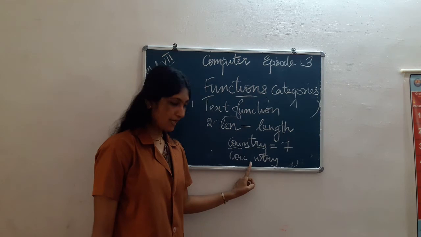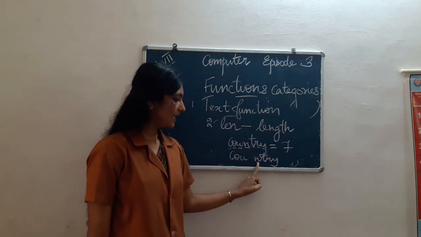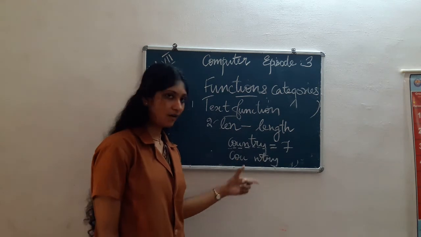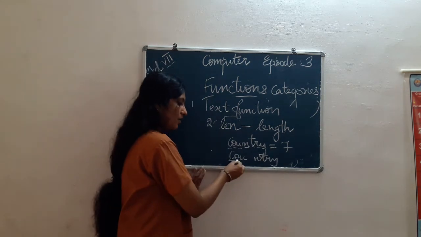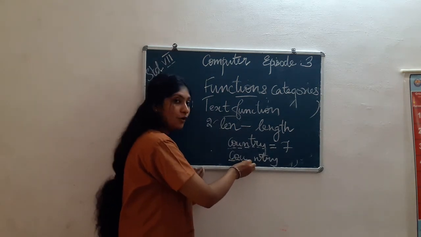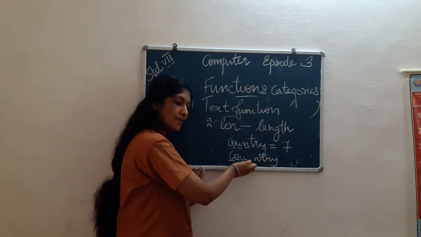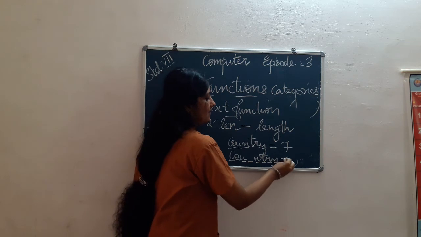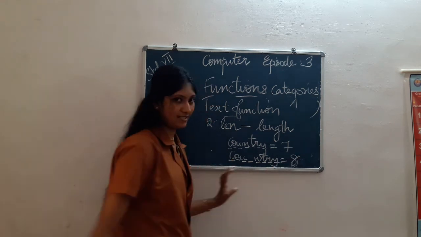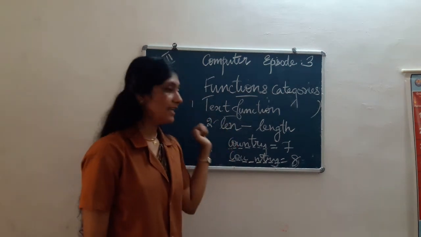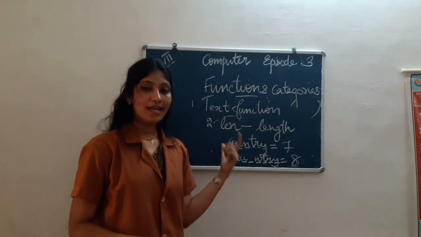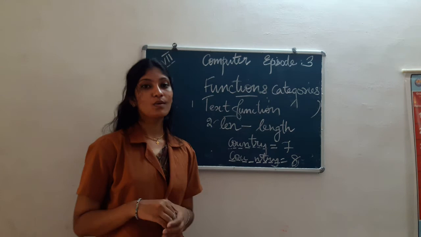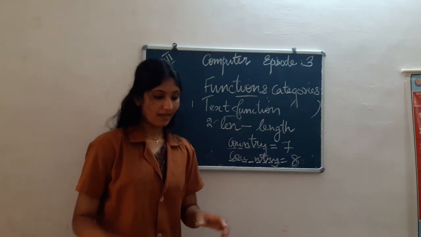C-O-U, then there is a space in between them, and then N-T-R-Y. So how many letters are in this string? 1, 2, 3, and we can also count the space. So 4, 5, 6, 7, 8. So what is the result? 8. So LEN is length. You can use it for finding the length of a string, and it also includes spaces.